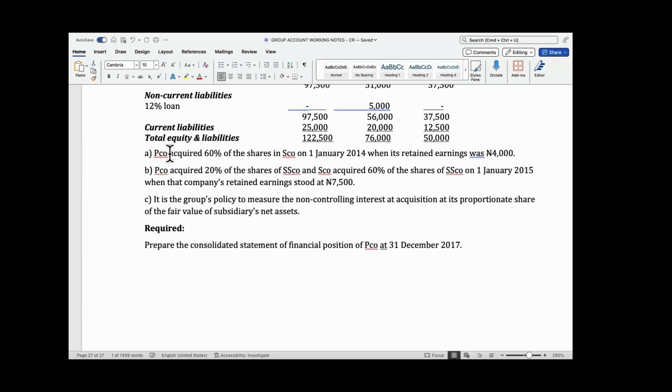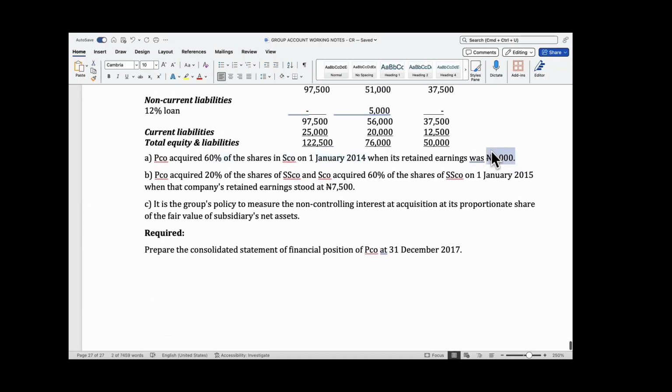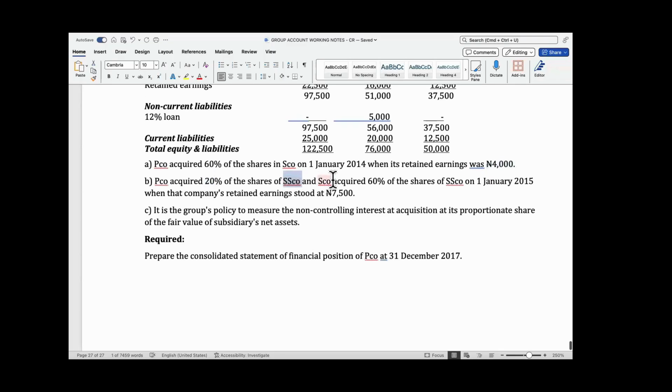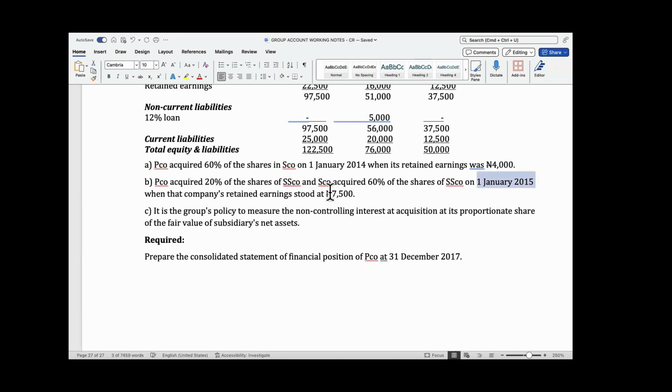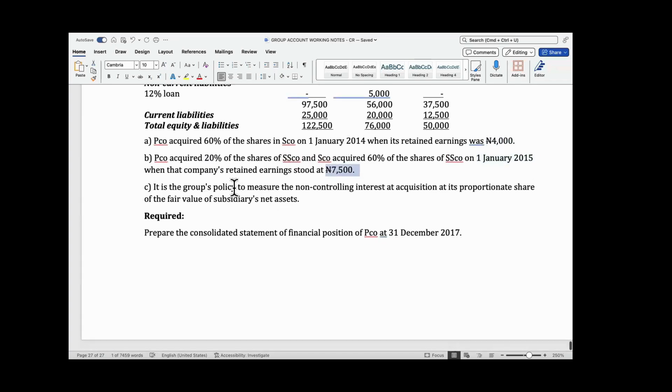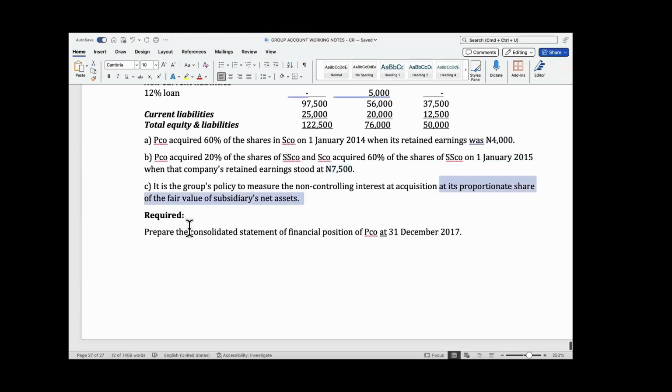Now, they give us the holdings. They decided to give us all the holdings. So they say PICO acquired 60% in ESCO on 1st January, when the retained earnings of ESCO was 4,000. PICO also acquired 20% of SSCO. And ESCO also acquired 60% in SSCO on 1st January 2015, when its retained earnings was 75. And the group policy is to measure NCI at acquisition at proportionate share of the subsidiary's net assets. We're now asked to prepare the consolidated accounts as at December. Okay.